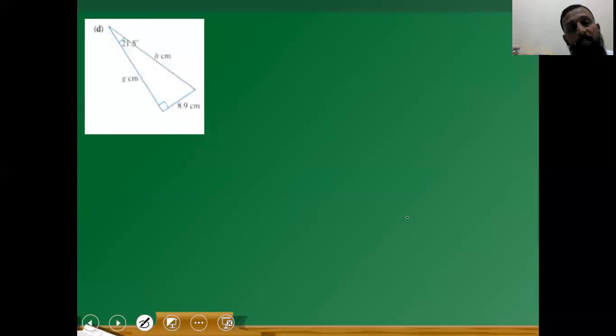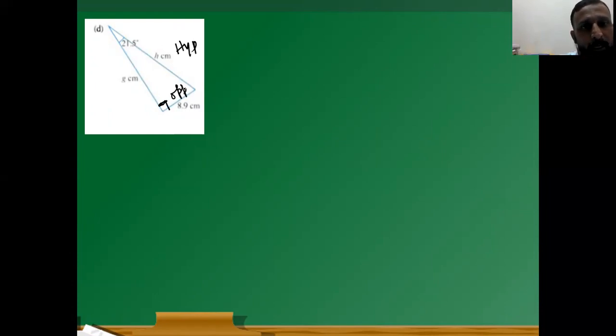All right, boys and girls, the next part is D. Again, you see in this there are two unknowns, H and G. Step number one, identify the side. This is my acute angle. This is my 90-degree angle. The side in front of the 90-degree angle is hypotenuse. The side in front of the acute angle is opposite, and the remaining side is adjacent.